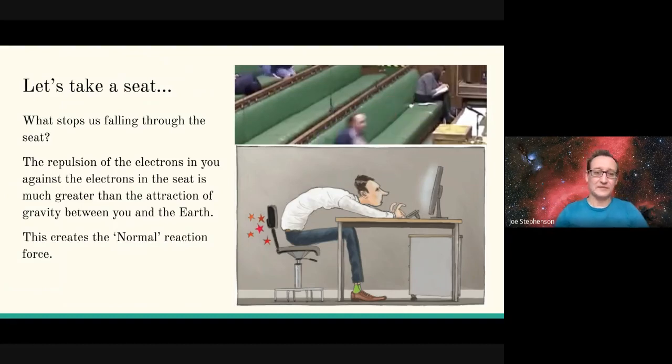Now, that repulsion is much stronger than the attraction of gravity between the Earth and you. And this basically creates the normal reaction force that we see generally. Anytime that something's on a surface and there's an upward force, it's going to be a normal reaction force. And it's always a normal because it's at 90 degrees from that surface. That's quite important to note.